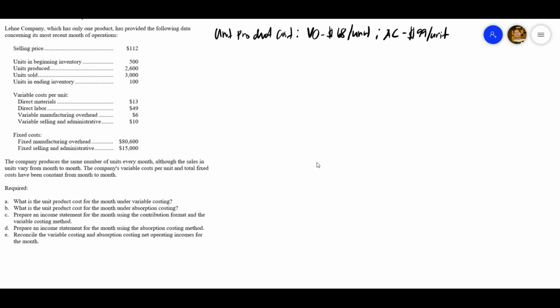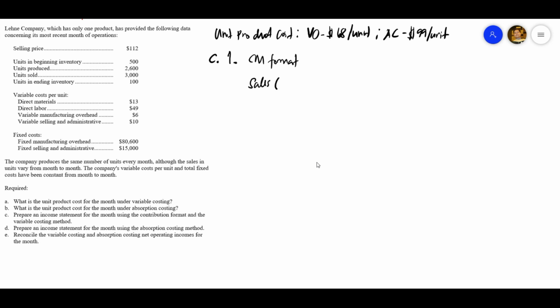Okay, first we need to prepare the contribution margin format. So remember, in our contribution margin format, it's going to be your sales less your variable cost. This is equal to contribution margin. Then we deduct our fixed cost, and we get your operating income. Okay, so let's start with sales.